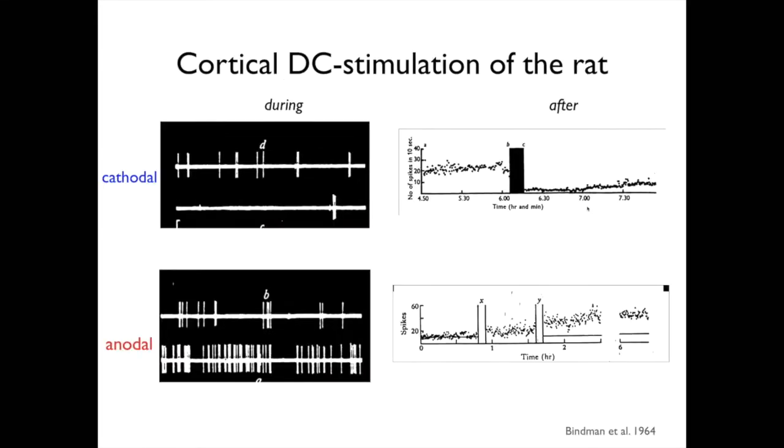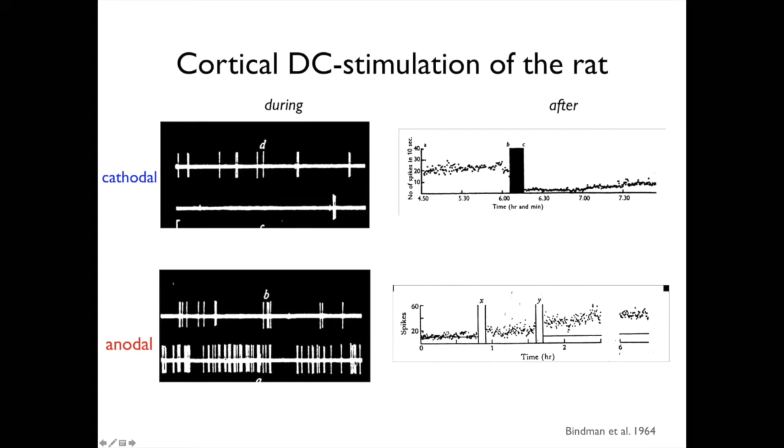That tES has effects on cortical excitability and activity was already shown in animal experiments in the 1950s and 60s. It's a study here by Bindman and colleagues conducted in London, where you can see that during tDCS, compared to baseline activity, with a cathode over the target area, which was the somatosensory motor cortex, you get a reduction of spontaneous activity. And with the anode over your target area, you get an enhancement of activity.